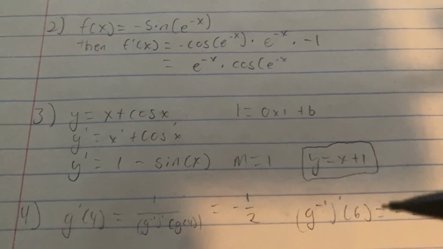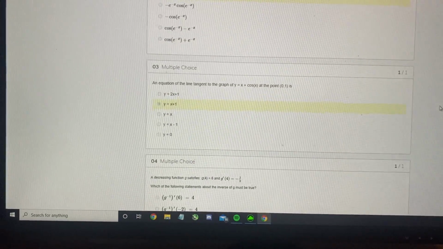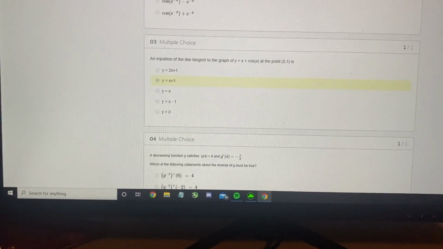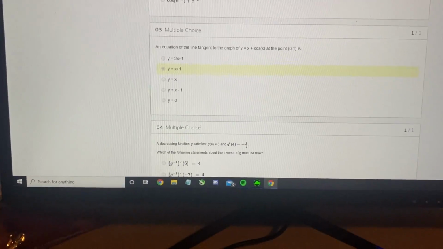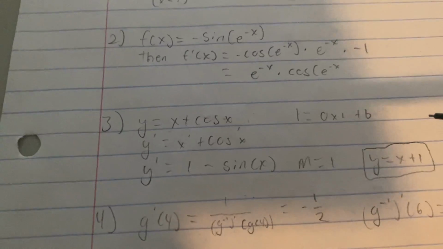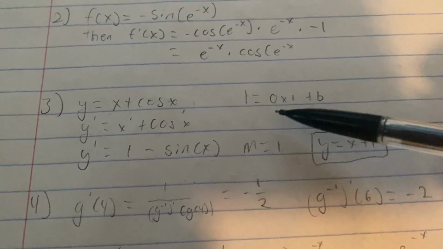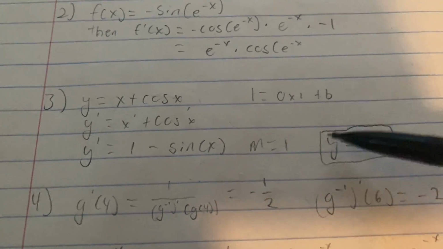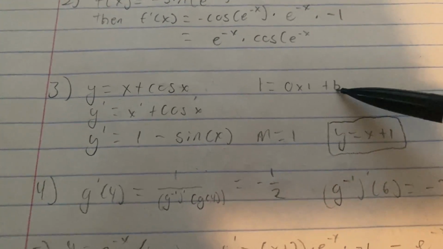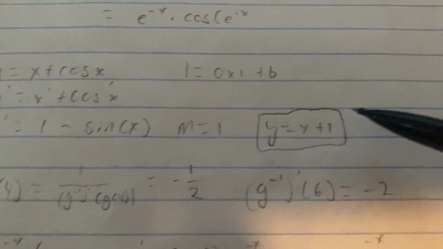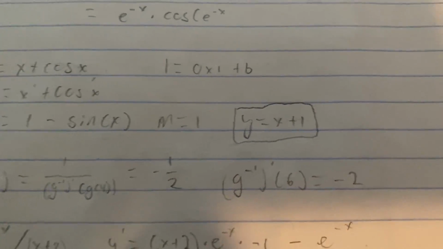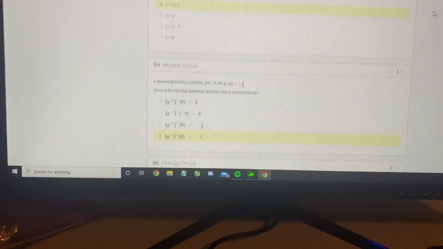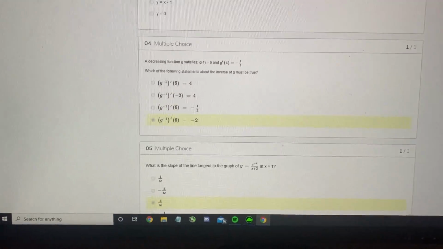And then from here, we plug in the original point (0, 1), using point-slope or y equals mx plus b. If we plug that in using this formula, 1 equals 0 times the slope 1 plus b, you find that b equals 1. So we have the slope and the b variable, and we get the final equation of y equals x plus 1, and that's the answer for that one. And now we're moving on to 4.